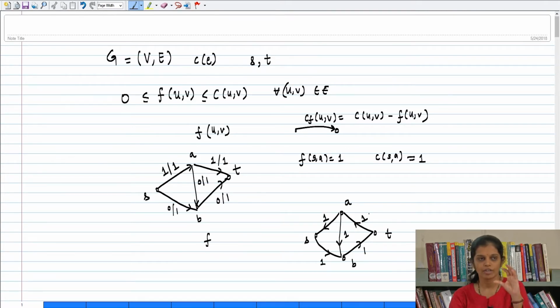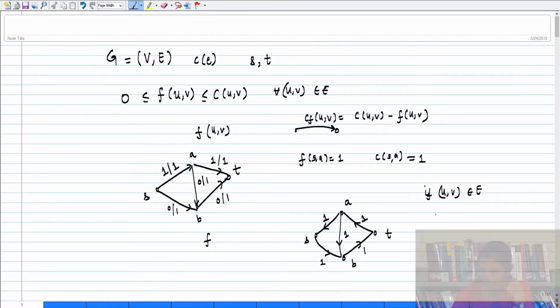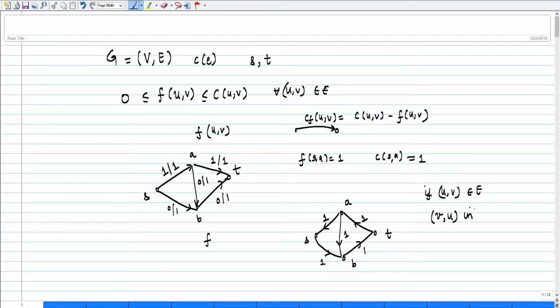So what does it say? For every edge which is present in the original network, you have an edge in the same direction, which will have capacity equal to C of uv minus f of uv, and you retain that edge only if the capacity happens to be greater than 0, otherwise there is no point in retaining it, and that is why we deleted this edge. Similarly, if uv was present in the original network, uv belongs to E, then you will have an edge vu in GF with C of vu equal to f of uv.